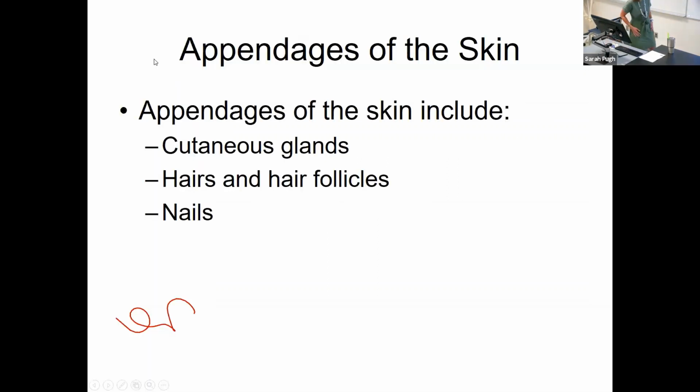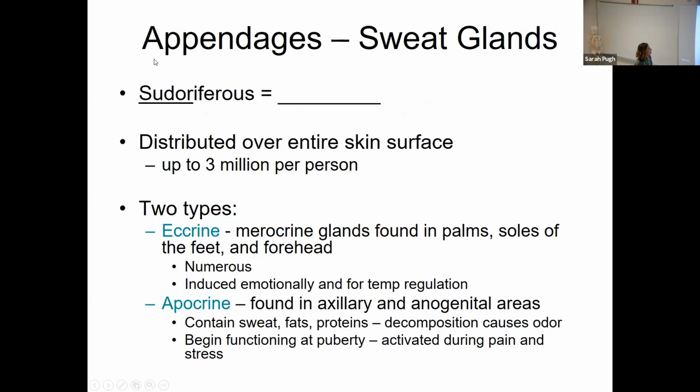All right, so our appendages in the skin. And so we have different appendages in the skin that we're going to walk through. We're going to talk about our cutaneous glands, our glands of our skin. We'll talk about hair and hair follicles. We'll also talk about our nails as well. So let's go through each of those.